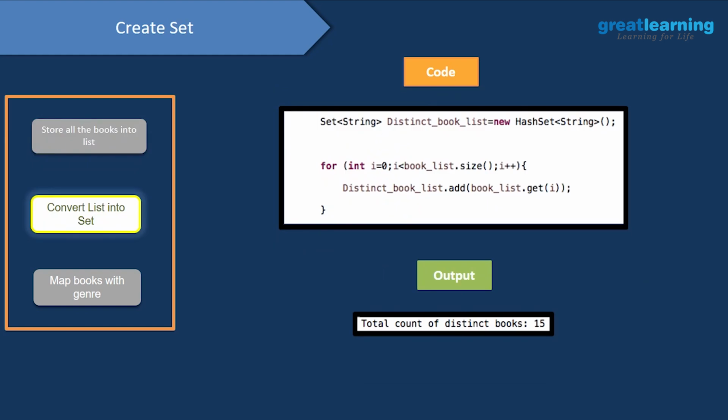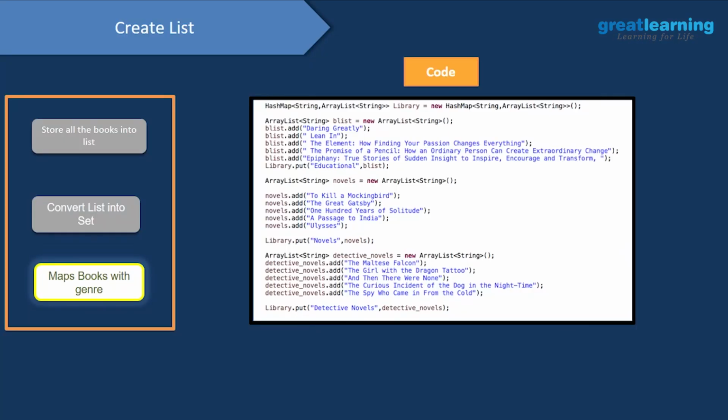Then why do we convert the list into a set, okay? We initialize a set called distinct book. Then we use a for loop. That for loop will go till the book list size, and it will add all the elements we have in the list into the distinct book list. That is a set object, right?